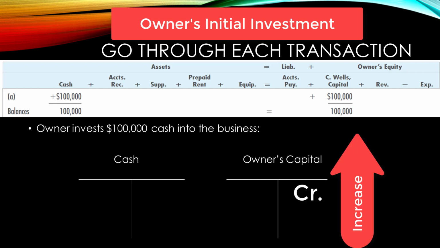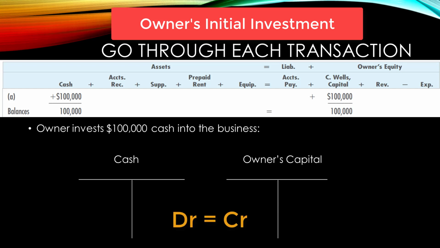And the owner's capital is also going up. Because capital falls on the other side of the accounting equation, we increase capital with a credit and it would be decreased with a debit. At all times, debits must equal credits.